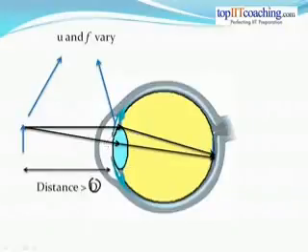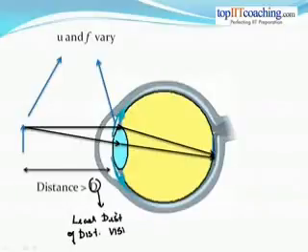This distance D is called the least distance of distinct vision. Least distance of distinct vision. This means that when you bring an object up till a distance D from the eye lens, it's visible, it's clear, and its image is formed on the retina.